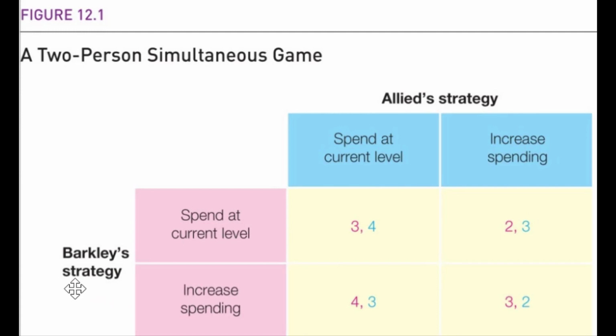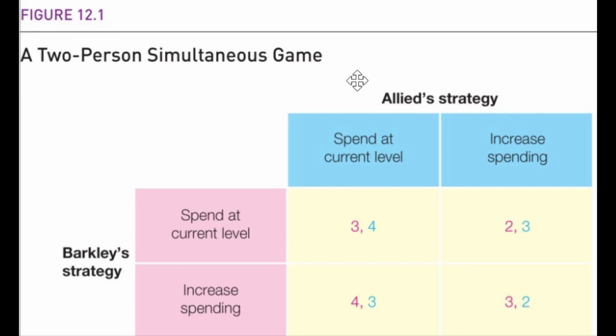So we can conclude for Barkley, increasing spending is a dominant strategy, as the payoff 4 and 3 is greater than all the other strategies available, right? No matter what opponent does. So you can easily compare the vector 4, 3 compared to 3, 2. So we can conclude Barkley's strategy increasing spending is a dominant strategy.